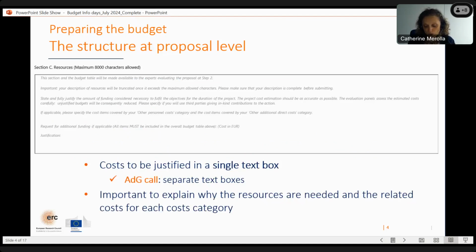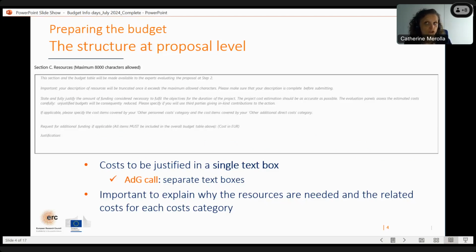And so I just told you what you need to do is really think through the resources that you need for the project and then start estimating the cost for each resource. Once you have done that, it's very important that you explain why you need those resources, okay? And to do that, you have a specific box in the IT tool called the resource section, and you will explain there the resources that you need and the cost related to those resources.